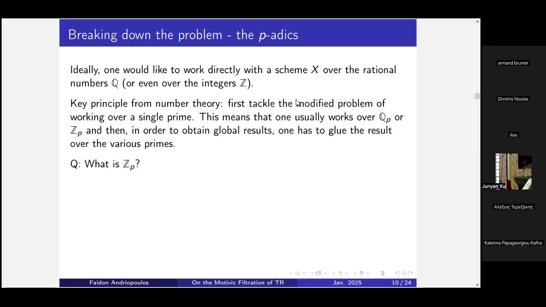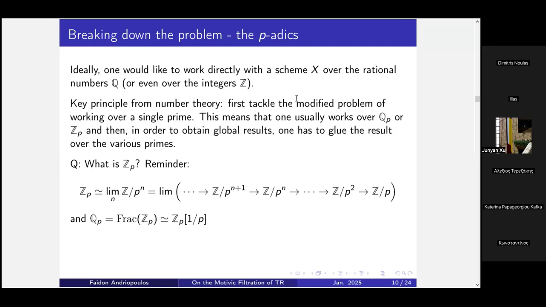So let's start with a reminder. What are the p-adic integers? For whatever we do, and for the rest of this talk, P is a fixed prime number. The p-adic integers can be constructed as follows. You start with the integers Z, and you mod out by a power of the element P to the n. If we look at different powers of n, this gives us a tower, like here. Taking the limit of that tower gives us back the p-adic integers. And furthermore, if we invert P, we get back Q_p, which is the p-adic rational numbers.